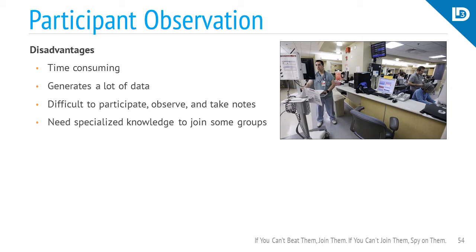And some groups you're not going to be able to join because you need specialized knowledge to join them. You can't be a nurse in a hospital. They're not going to allow you to do that. Or you can't be a doctor or a lawyer or a molecular biologist. Requires too much background knowledge to just join and participate in their activities. So it's just not possible with certain groups to participate.